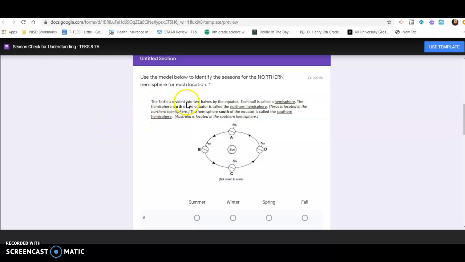Notice that it says the Earth is divided into two halves by the equator. Each half is called a hemisphere. The hemisphere north of the equator is called the northern hemisphere. Texas is located in the northern hemisphere. The hemisphere south of the equator is called the southern hemisphere. As an example, Australia is located in the southern hemisphere. Notice that in this graphic, it does not show the initials for the southern hemisphere. That's because at this point we're only interested in identifying the seasons in the northern hemisphere.